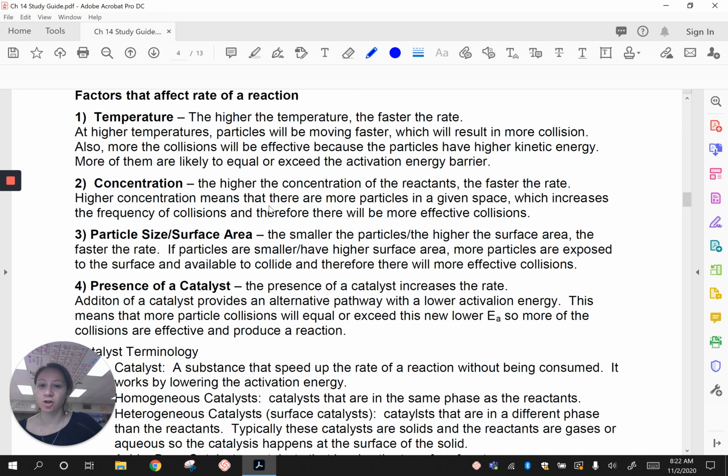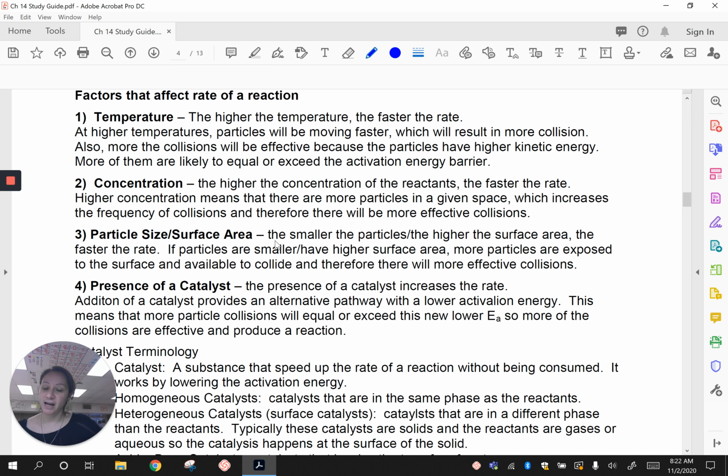So higher concentration means that there are more particles in a given space, which increases the frequency of collisions, and therefore there will be more effective collisions. So remember, when you talk about rates, you need to talk about not just collisions, but effective collisions. That's the key there, effective collisions.